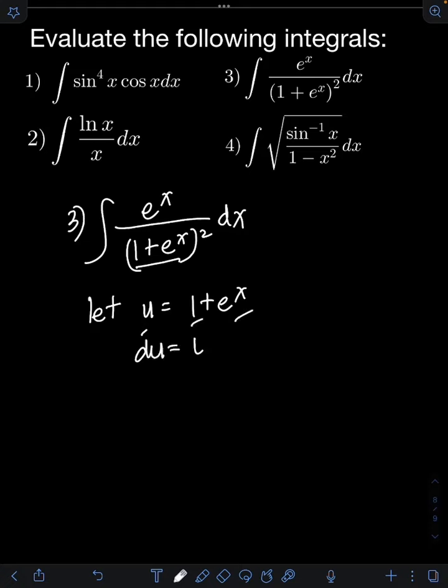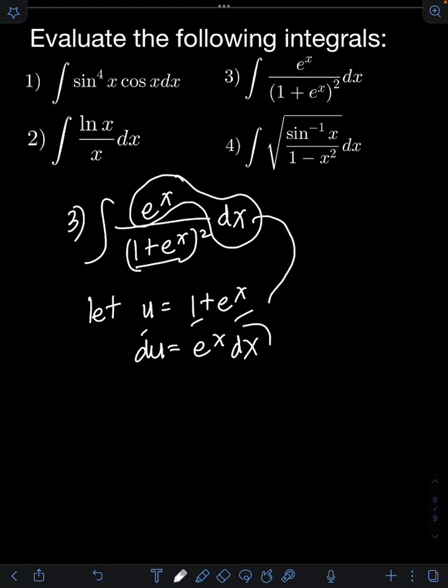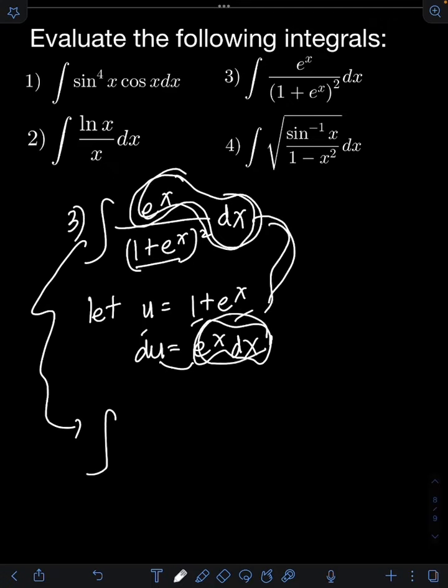So the derivative of 1 is 0, plus the derivative of e raised to x, which is the same, e raised to x. So we have 0 plus e raised to x, or simply e raised to x, then don't forget the dx. So therefore, we have created this term e raised to x dx, which is equal to du. Substituting the value, we have the integral of this e raised to x dx, that's now equal to du, then over 1 plus e raised to x, that's equal to u, raised to the second power.